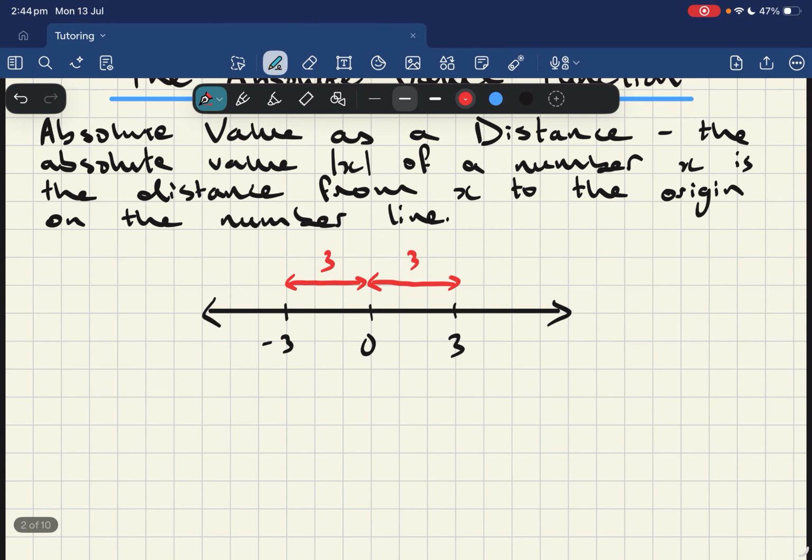Now, I can do a whole bunch of examples here. If I, for example, took 5 and negative 5, I can see the same kind of thing playing out. The distance between 0 and positive 5 is 5. The distance between 0 and negative 5 is still 5. Both of these numbers, 5 and negative 5, are still 5 units from the origin.